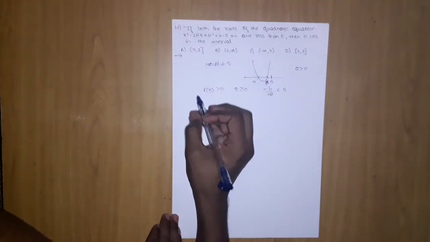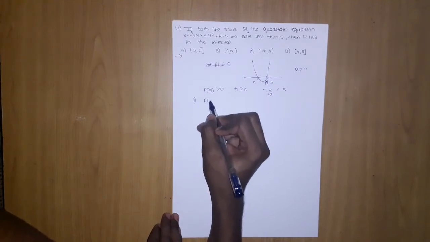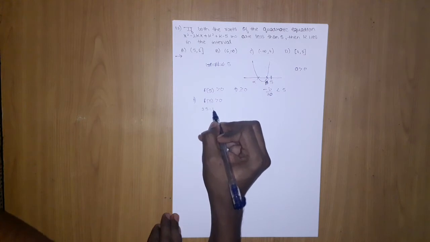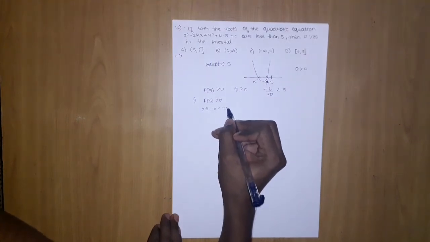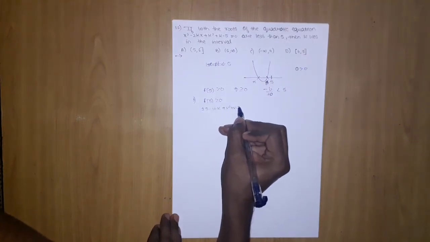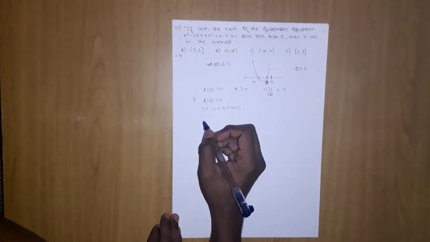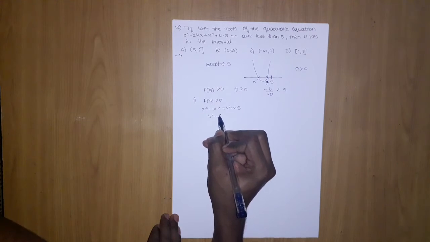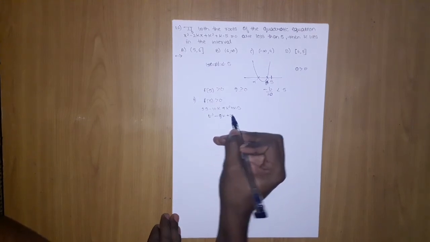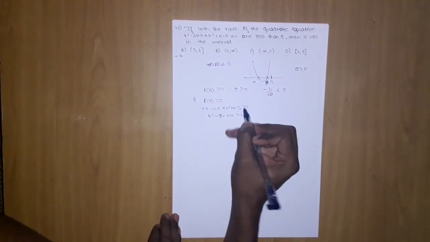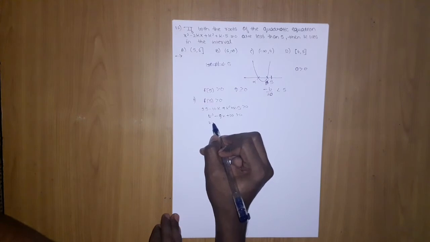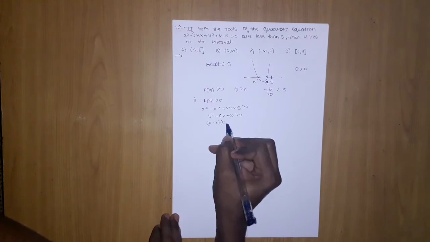So let me take the first one, f(5) greater than 0, which will be 25 minus 10k plus k² plus k minus 5. Okay, right? So we will get k² minus 9k plus 20 should be greater than 0. Now we need to factorize 20, so 4 and 5, so (k minus 4)(k minus 5) should be our answer.